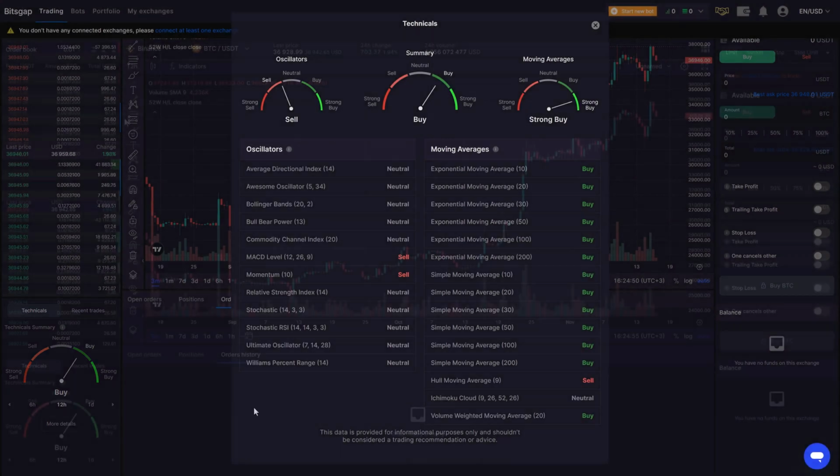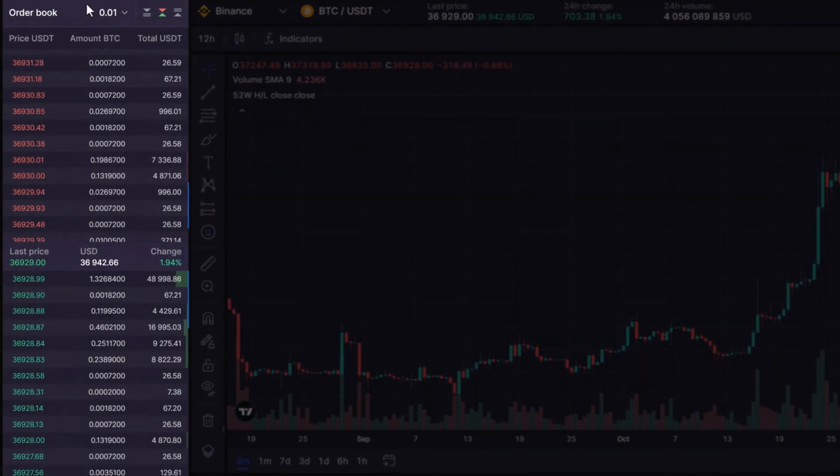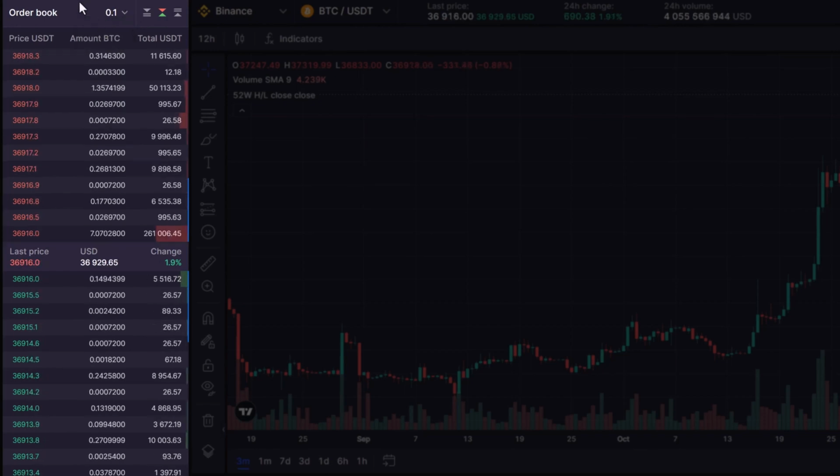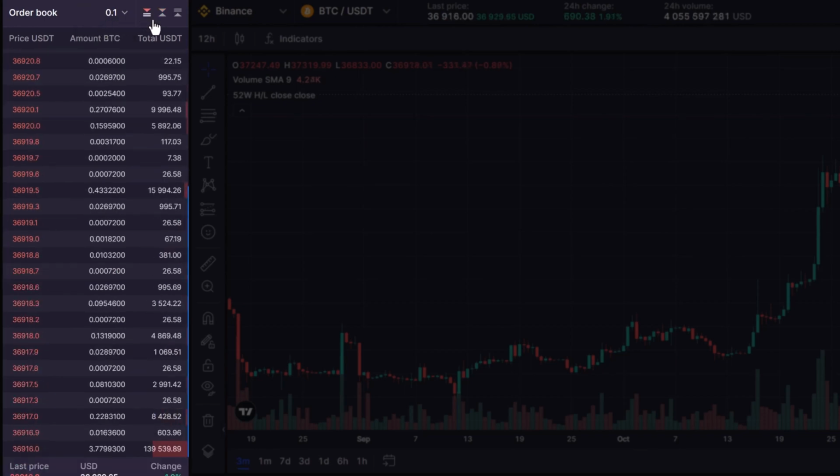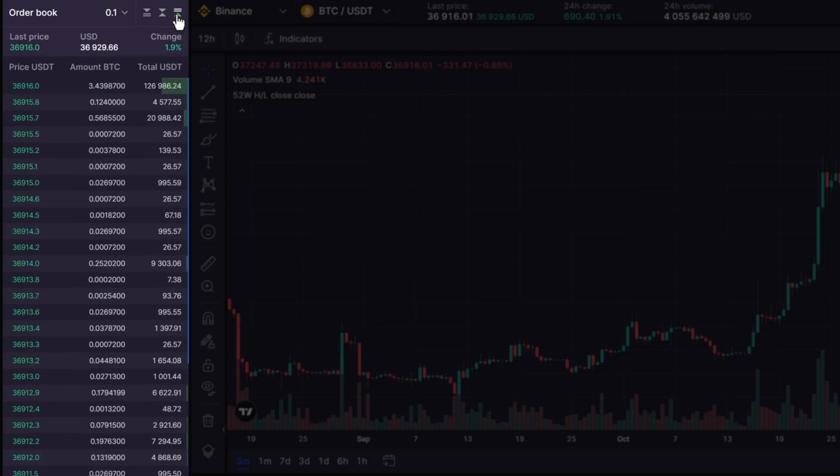And finally, the order book, your window into market depth and momentum. Bitsgap offers real-time data at your fingertips, a crucial tool for any trader looking to understand market dynamics.